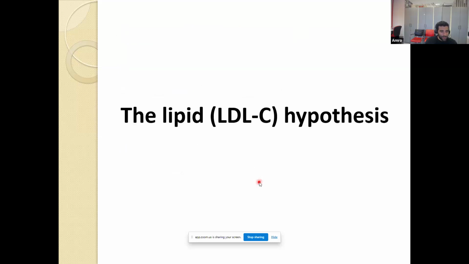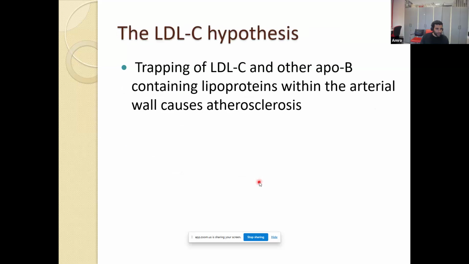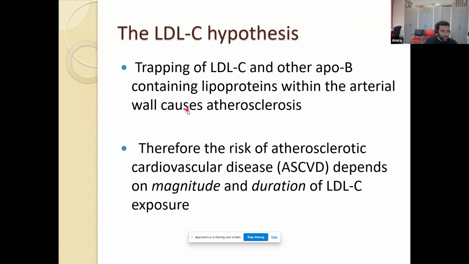I'm going to just very briefly talk about the lipid hypothesis, and if there's an opportunity to take questions, we'll take questions before we start talking about the more interesting things. What is the lipid hypothesis? Well, I hope I've already explained it to you in some way. We've already said to you that trapping of LDL cholesterol and other ApoB 100 containing lipoproteins within the arterial wall causes atherosclerosis.